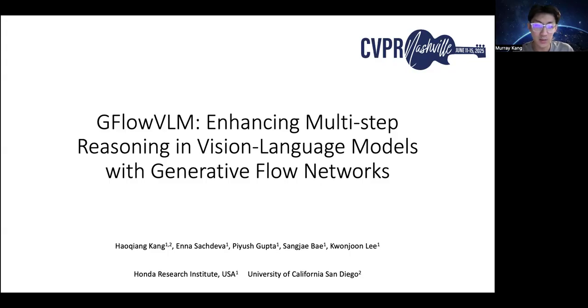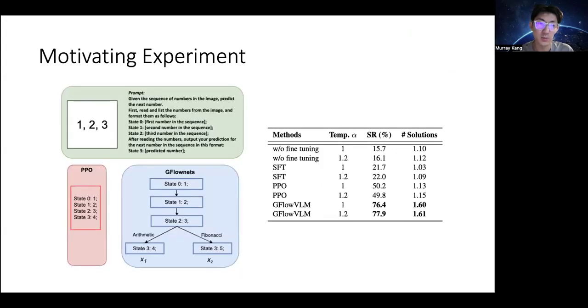So let's first see a motivating experiment. Suppose we have an input image containing three numbers, and the model needs to predict the next number in this sequence. There are two possible rules. The first one is an arithmetic sequence, like an increasing sequence, and the other one is a Fibonacci sequence. For an arithmetic sequence, the model needs to predict four, because one, two, three, four, right?